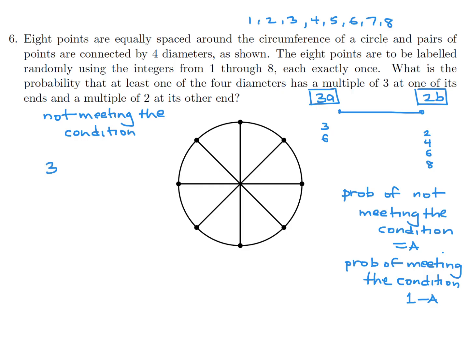One side has a 3, and the other side does not have a multiple of 2. So the numbers that are not a multiple of 2 from our original list are 1, 5, and 7, because the 3 has already been counted. Sorry about that. Okay, so that's an example of something that does not meet the condition.